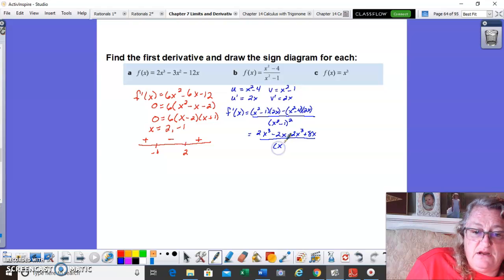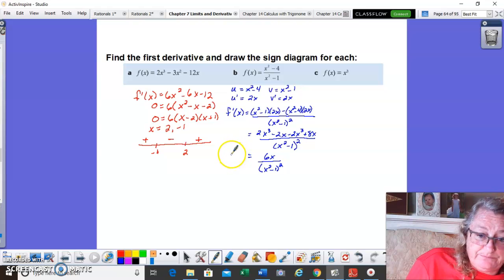I'm not going to worry about expanding that denominator. It's better in the form it's in. Simplify the numerator one more time. The 2x squared and the 2x cubed and the minus 2x cubed go to 0, and we're left with negative 2x and positive 8x, which gets me 6x, and that's being divided by x squared minus 1 quantity squared. So there is my derivative.